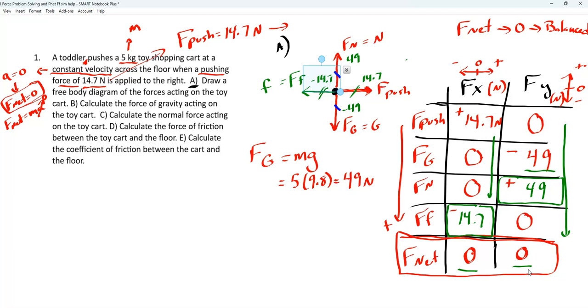So I've filled in all my information in the chart, and that has actually answered a lot of the questions. We've done part A, that was the free body diagram. Part B asked us to calculate the gravity force. This was part B right here, so we did that. C asked for the normal force. We did that with this idea, so it's 49 newtons for the normal force. D wants us to calculate the force of friction. We did that here in this chart. So again, the chart solves for a lot of ideas, right?